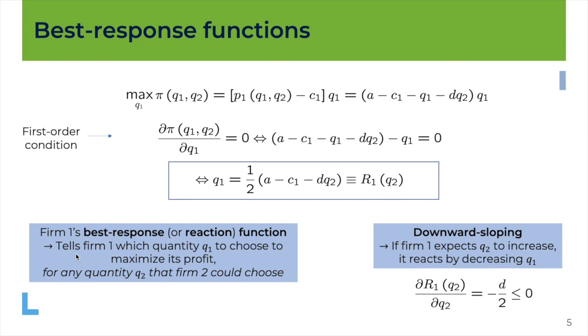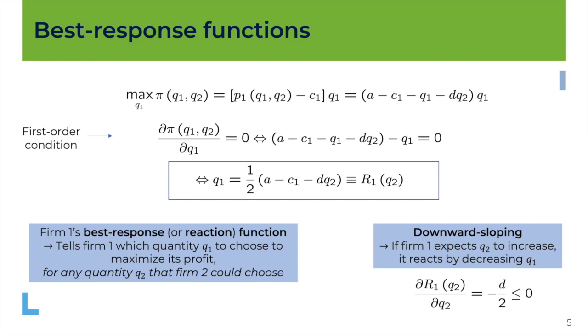The firm's best response function here can be interpreted as follows. It tells firm 1 which quantity q1 it has to choose to maximize its profit for any quantity q2 that firm 2 could choose. Now the main difference with the case of price competition is that this reaction function is downward sloping. The slope is negative. If you take the derivative of r1(q2) with respect to q2, you find minus delta over 2, which is negative. So in words, it means that if firm 1 expects q2 to increase, the reaction of firm 1 will be to decrease its quantity.